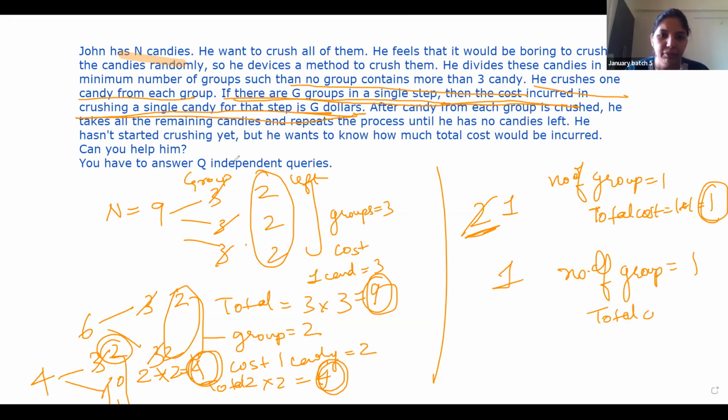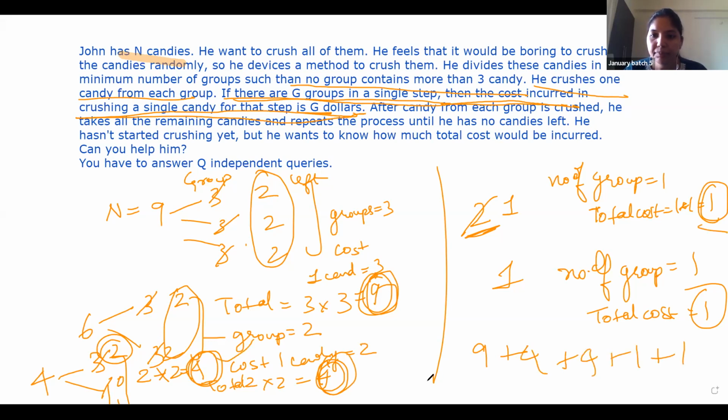So now how much is the total cost? Let us see. First step we got 9. Then we got 4. Then we got 4 again. And then we got 1. And then we got 1. So what is it? 8 plus 2. Tell me, 19? Yes. I don't know what is the output. I think 19 only. So this is the way.